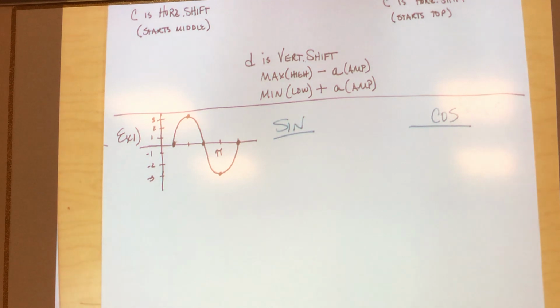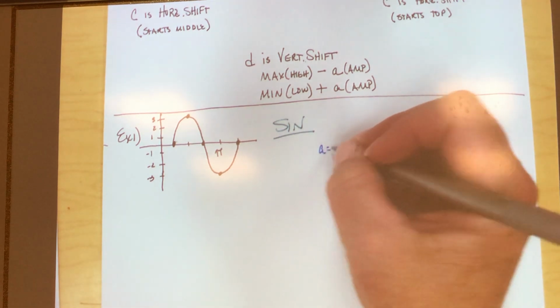Here we go. All right, guys, back on track. What's the first thing we have to find? Amplitude. So you have 30 seconds. Find the amplitude. Go. Don't talk.